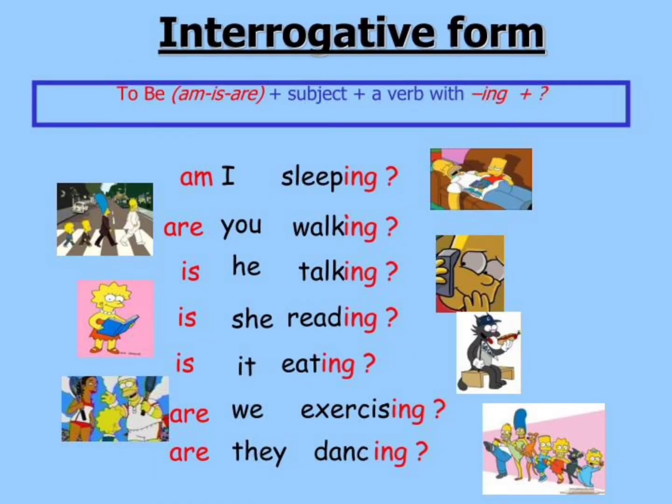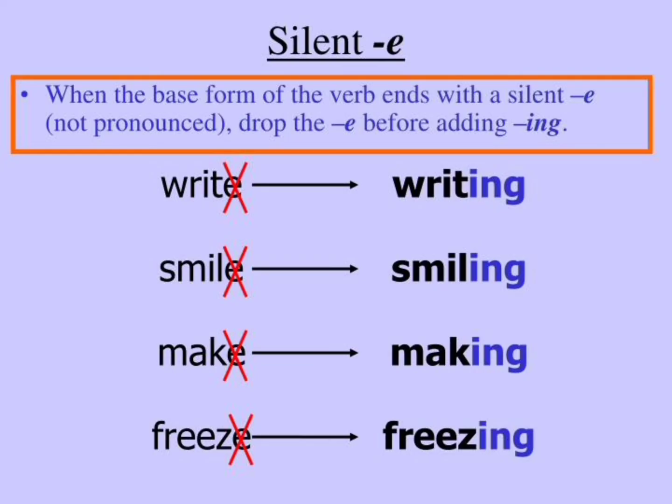Now, how to frame interrogative sentences or question type sentences? First of all, in case of yes-no type sentences, you have to put your be verb like am or is or are, and this again depends upon your subject. Then you have to put the subject, then the present form of the main verb with ing. For example, am I sleeping? Are you walking? Is he talking? Is she reading? Is it eating? Are we exercising? Are they dancing? And at the end, you have to put a question mark.